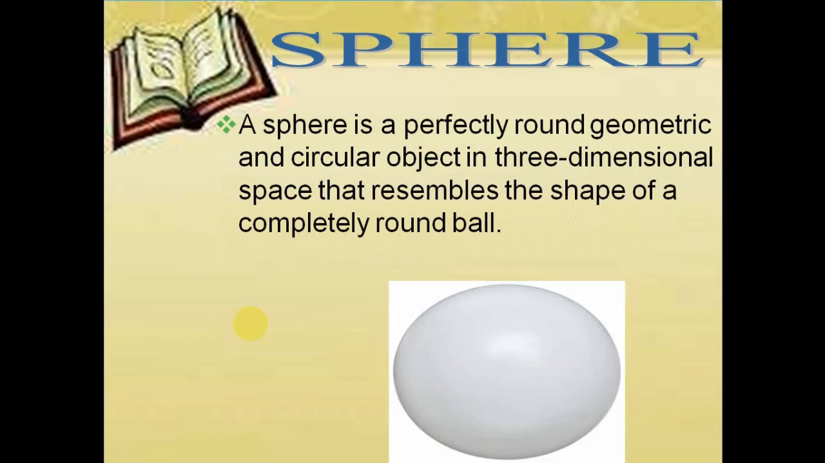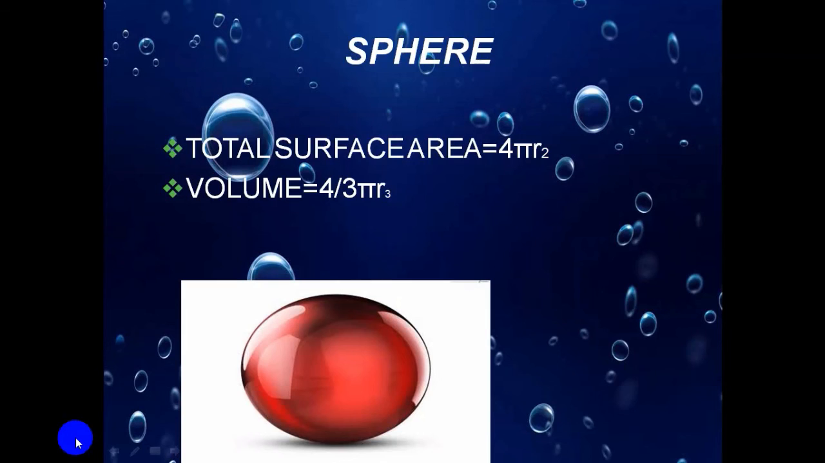Now sphere. A sphere is a perfectly round geometrical and circular object in three-dimensional space that resembles the shape of a completely round ball. You see over here, this is a sphere. The total surface area of the sphere is 4 pi r squared, and the volume of the sphere is 4 by 3 pi r cubed.